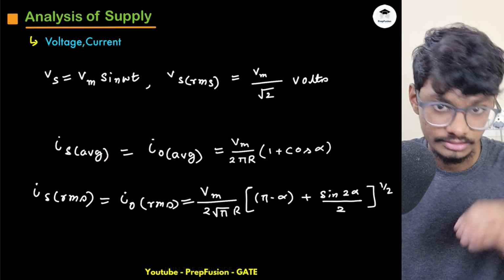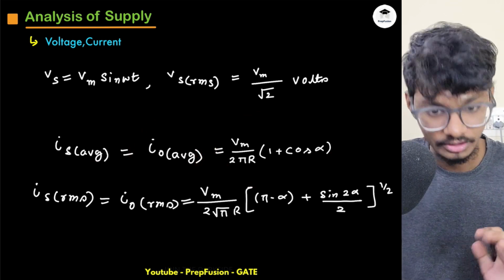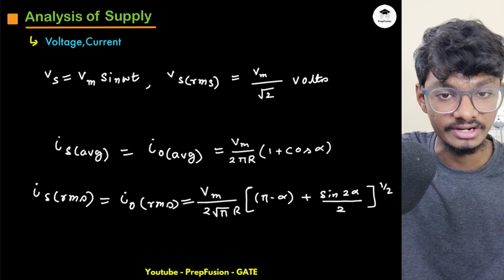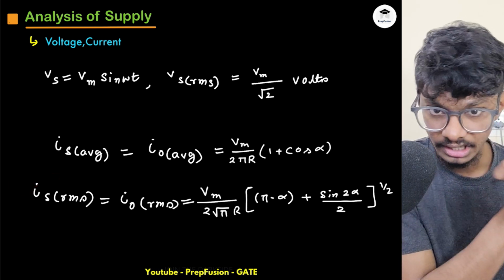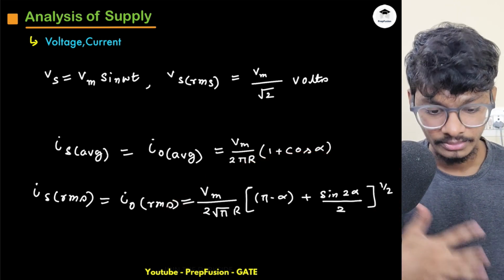What is IS average? As everything is in series, IS average will be equal to IO average. That is this formula. Okay, you don't need to remember this. Just remember VO average, and from VO average you will be able to derive everything: IO average, IS average, everything. What is IS RMS? IS RMS will be simply IO average, because IS is equal to IO always, and this will be this formula. You don't need to remember, you can always derive.